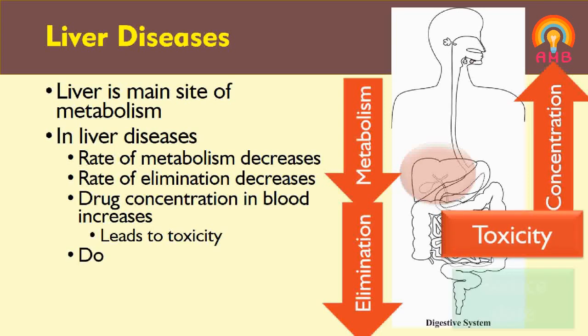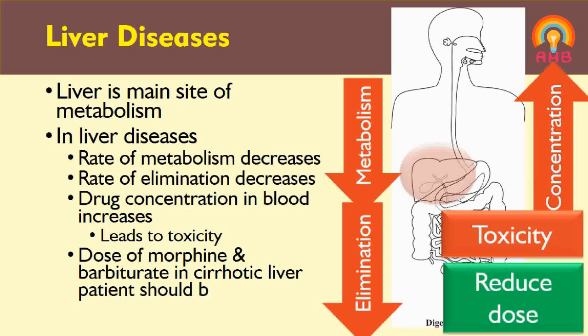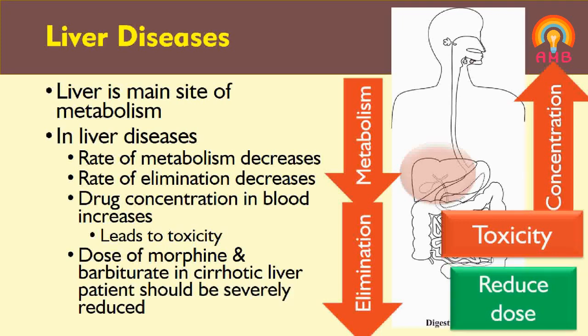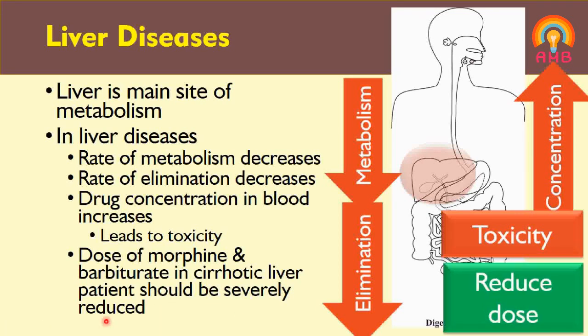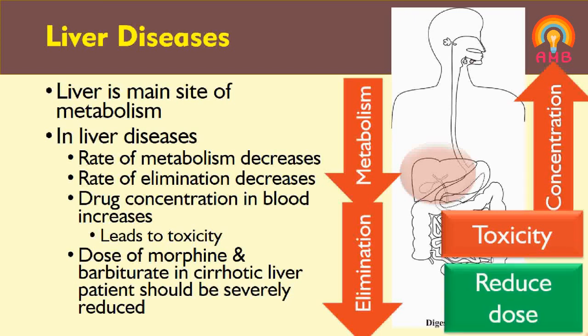We have to decrease the dose of drugs, and drugs should be given very cautiously in patients who are having liver diseases. For example, the dose of morphine and barbiturate required to produce their effect should be severely reduced in liver cirrhotic patients. Okay, so that is about the pathological conditions.